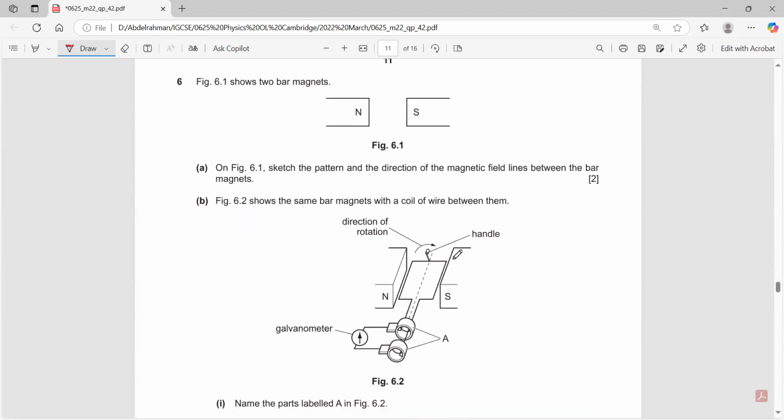Figure 6.1 shows two bar magnets. Sketch the pattern and direction of the magnetic field lines between the two bar magnets. Can I draw the field lines? Yes, from north to south.